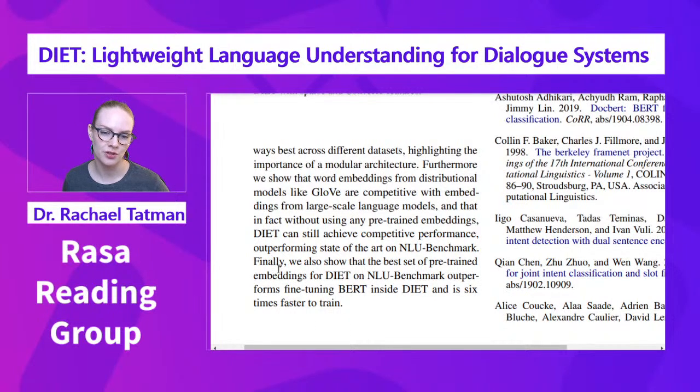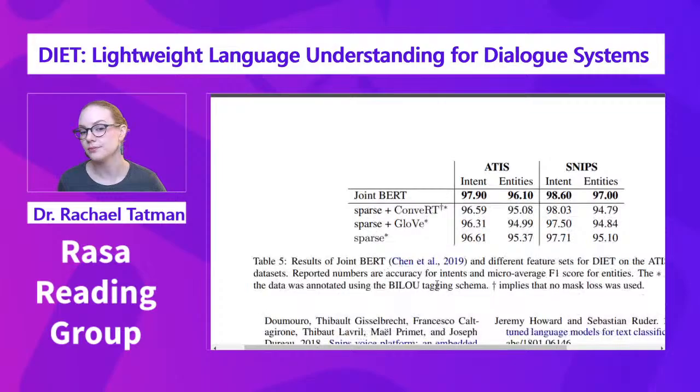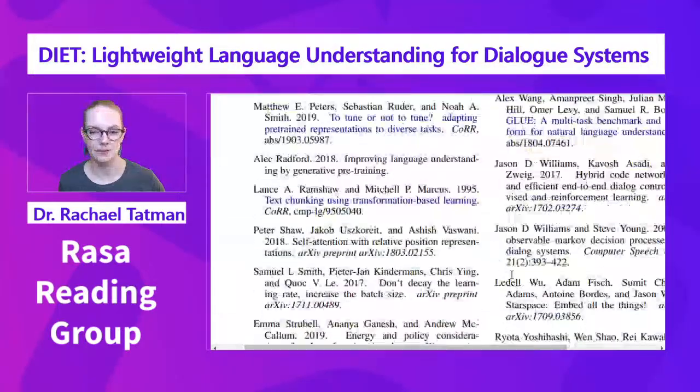Finally, we also show that the best set of pre-trained embeddings for DIET on NLU benchmark outperforms fine-tuning BERT inside DIET and is 6 times faster to train. So, and then, citations.